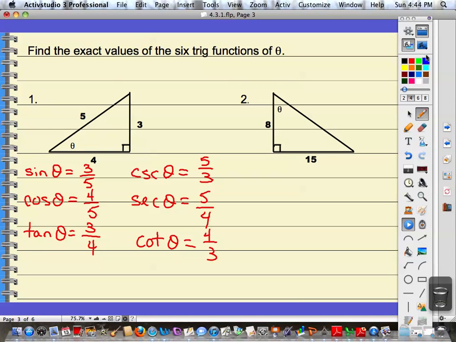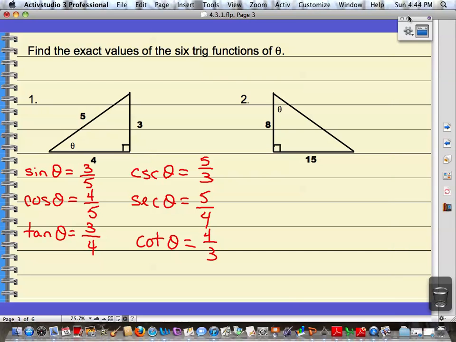So if we look at problem number 2, you can see in this case we only have 2 sides of the triangle. We're going to need the hypotenuse. So in order to find that hypotenuse, we have to think back to the Pythagorean theorem. Okay. So we're going to use the Pythagorean theorem to find the hypotenuse of the triangle. So if we apply the Pythagorean theorem, we have 8 squared plus 15 squared equals, and I'll just call it c squared. And if we solve that, we're going to get 17. So now that we've got our 3 sides, now we can look at our 6 trig values.